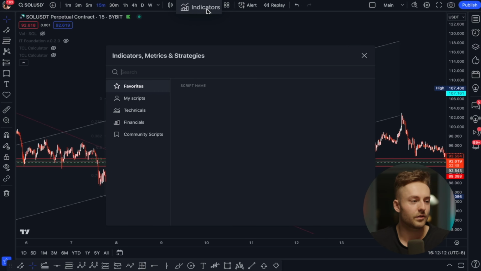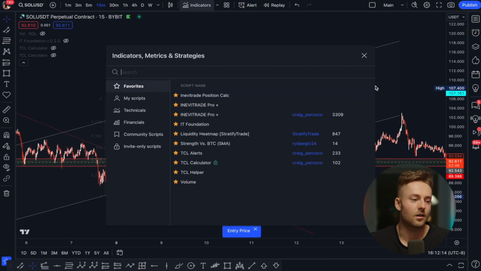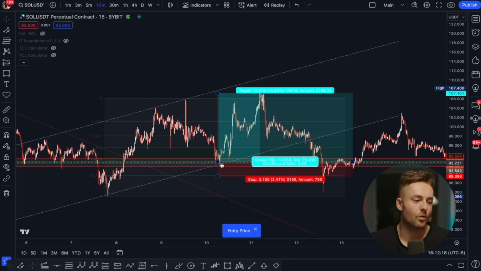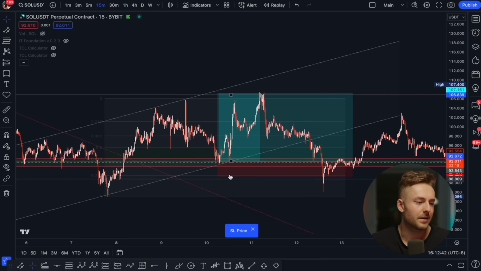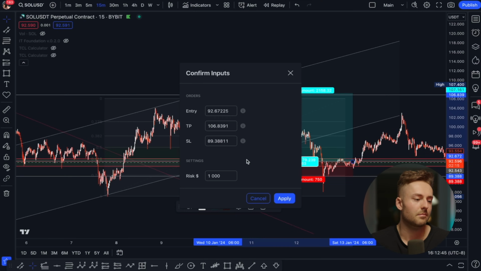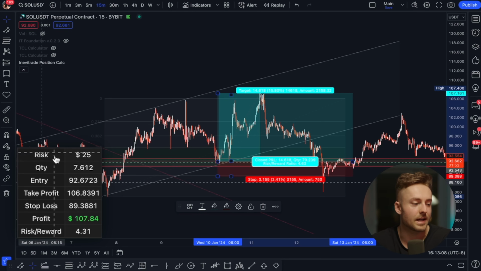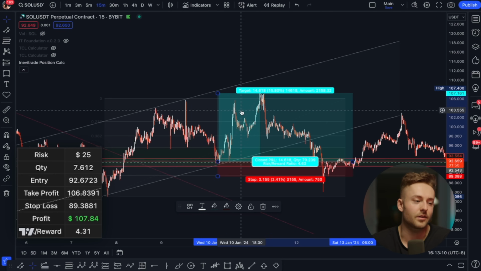Once you add this to your TradingView, you can click into indicators and hit on the position size calculator. Then wherever you want to enter the market, you can click enter here, place your take profit up in the middle part of this channel, place your stop loss here. This is going to allow us to risk, say, $25 on the trade. It's going to show us exactly how much we have to buy to risk $25 on this trade.